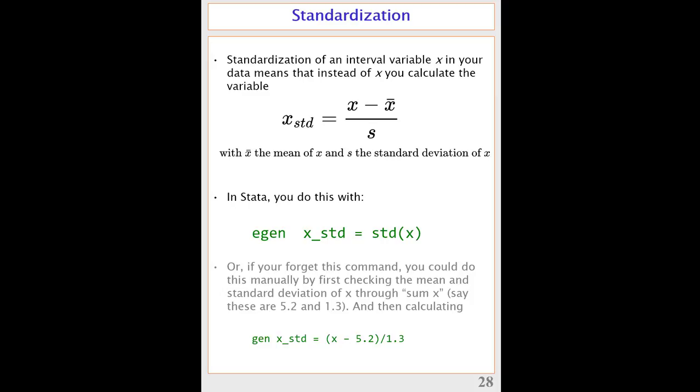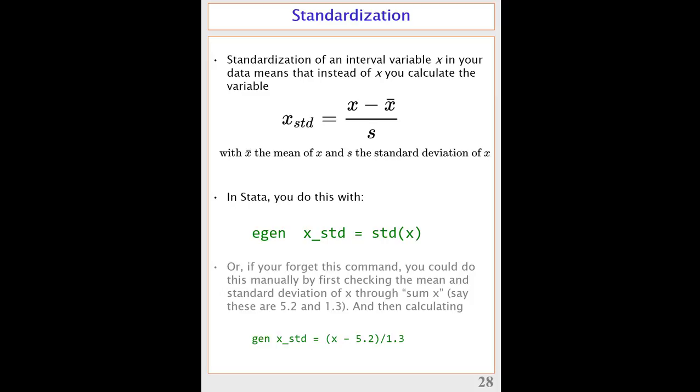If you look at a summary statistic of x, you get the mean and the standard deviation. So if you would find there that the mean is 5.2 and the standard deviation is 1.3, then you can do it by hand to generate that variable equal to this. Not as precise because you're missing a couple of decimals here, but nevertheless, it's also quite close to a standardized variable. And what happens if you do this?